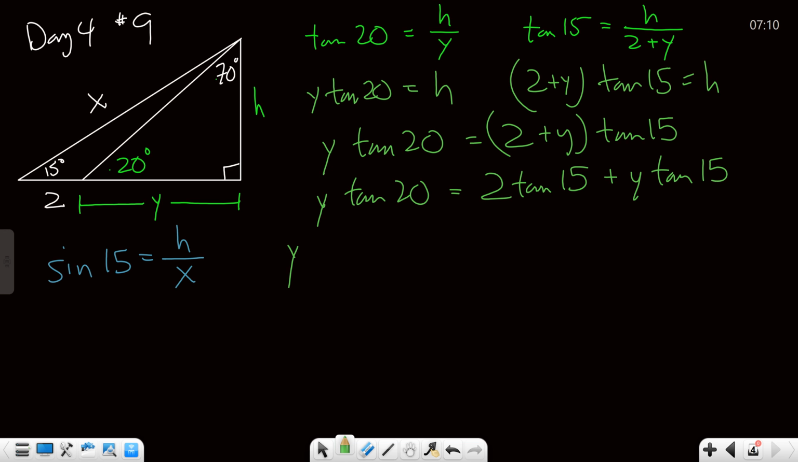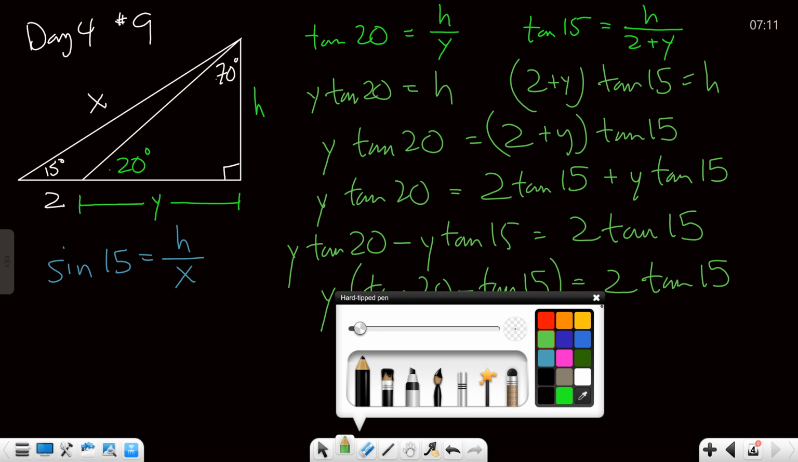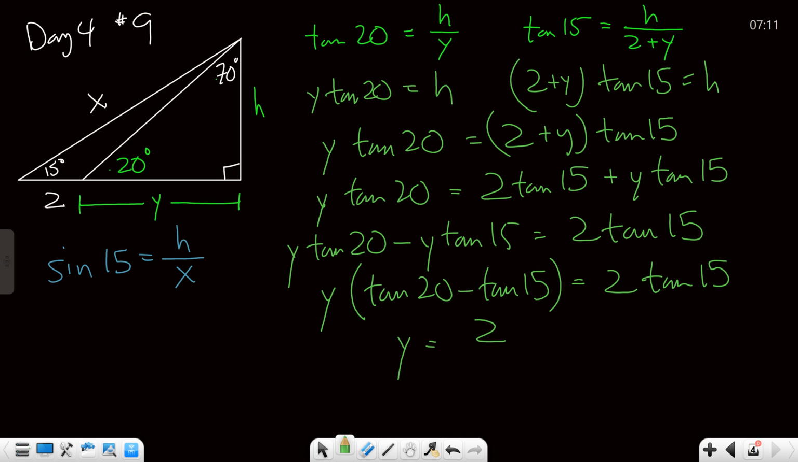Take anything with a y and move it to the left side. So y times the tangent of 20 minus y times the tangent of 15 is equal to 2 times the tangent of 15. Do the reverse of the distributive property and factor out a y. y times the quantity tangent of 20 minus tangent of 15 equals 2 times the tangent of 15. Remember that this stuff in parentheses is not the tangent of 5. You can't subtract that. So y is equal to, doing a little bit of division here, 2 times the tangent of 15 divided by tangent of 20 minus the tangent of 15.